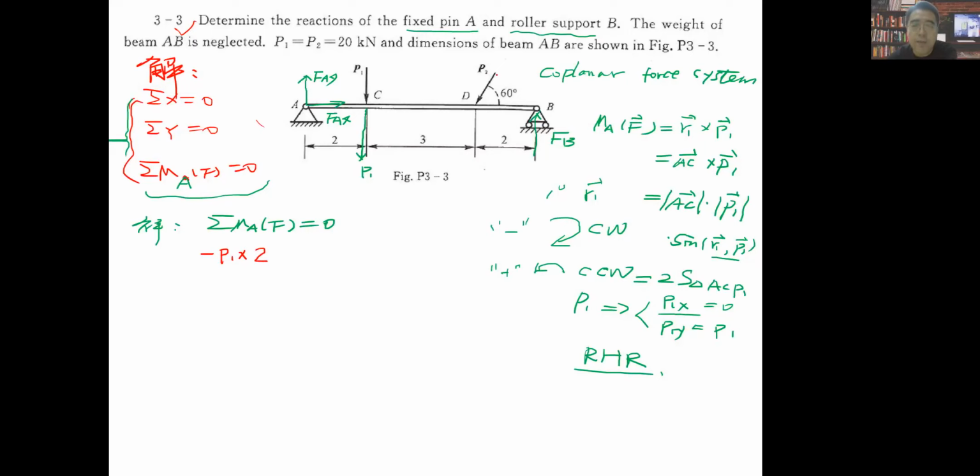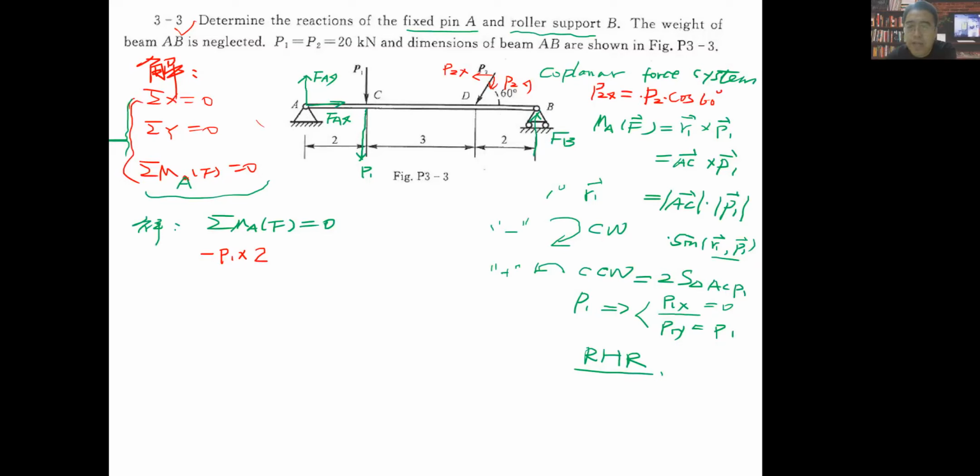So we have minus P1 times its distance from A to C, actually 2, right? And here we have P2, which is actually not on a vertical line, but we can use the method to find its P2X and P2Y. So we can write here, P2X should equal P2 times cosine 60, because here the angle is 60 degrees, and here also should be an angle of 60 degrees. And its direction is opposite from the positive direction of the x-axis, so we have this should be minus.